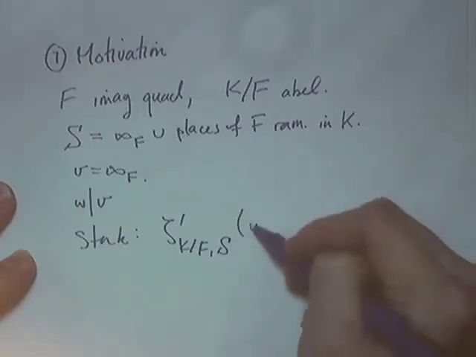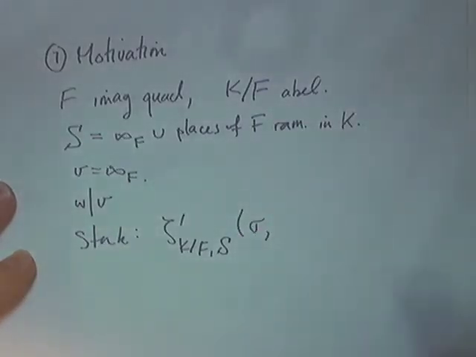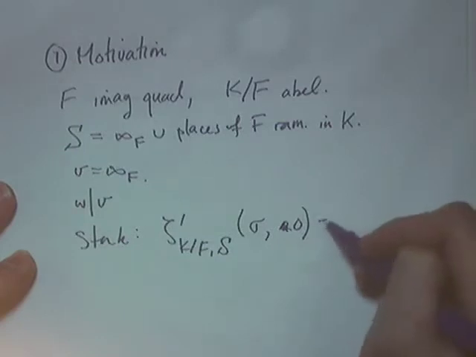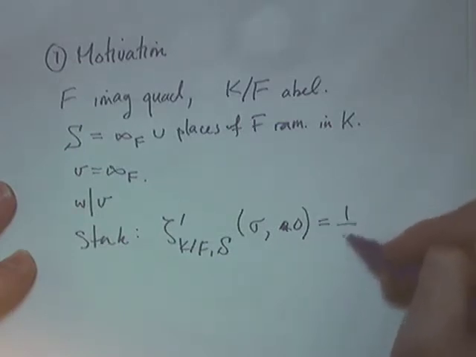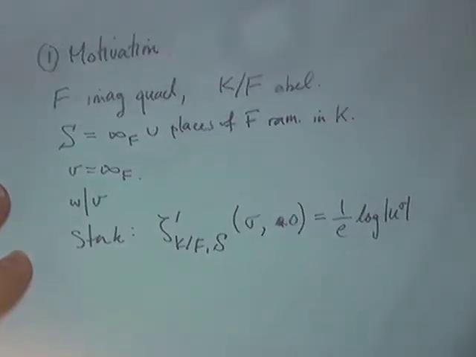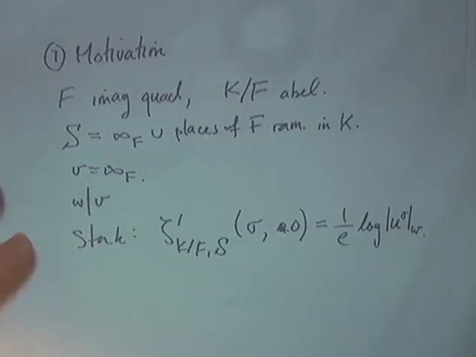that zeta prime K over F, relative to this set of places S, if we look at the partial zeta function associated to an element sigma in the Galois group of K over F, and we evaluate this derivative at 0, what we get is 1 over E times the log of the absolute value of a Stark unit, or the image of a Stark unit under this automorphism sigma, and we take the absolute value with respect to this W.